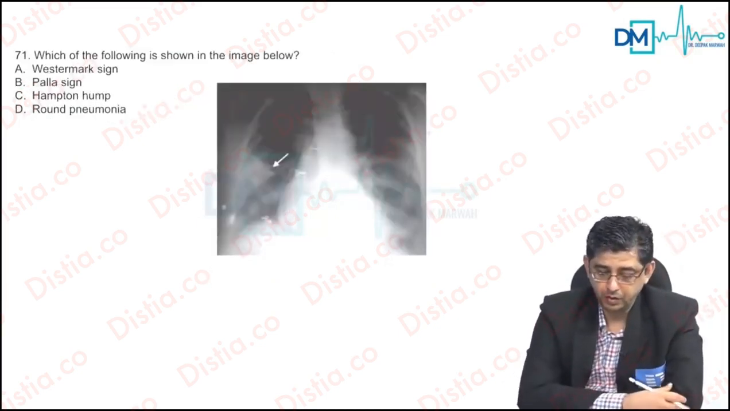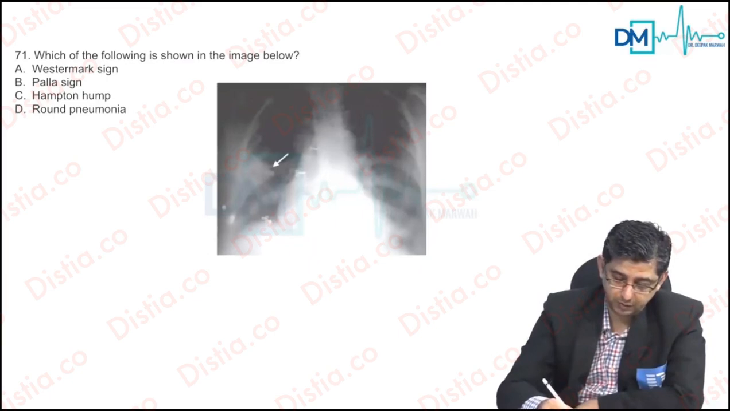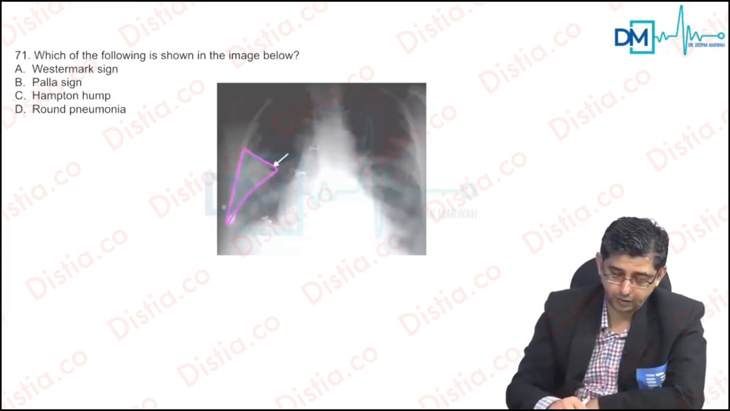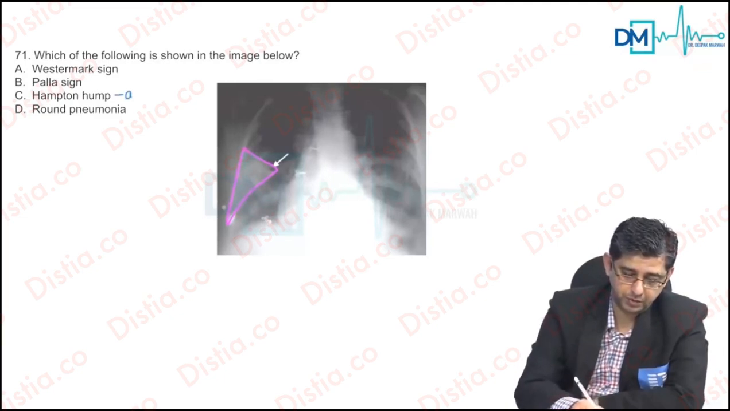Which of the following is shown in the image below? You will notice that in this image you can see this triangular opacity. This triangular opacity that I mentioned before is seen and encountered in patients of pulmonary embolism, and this is known as Hampton hump. So the diagnosis of this question would be choice C as an answer.